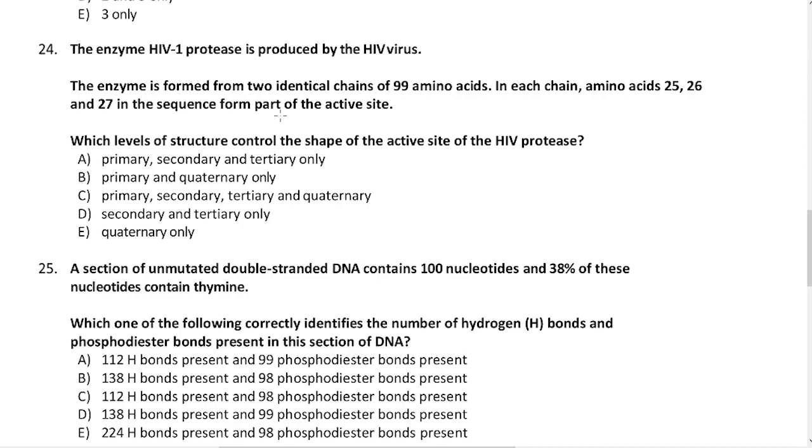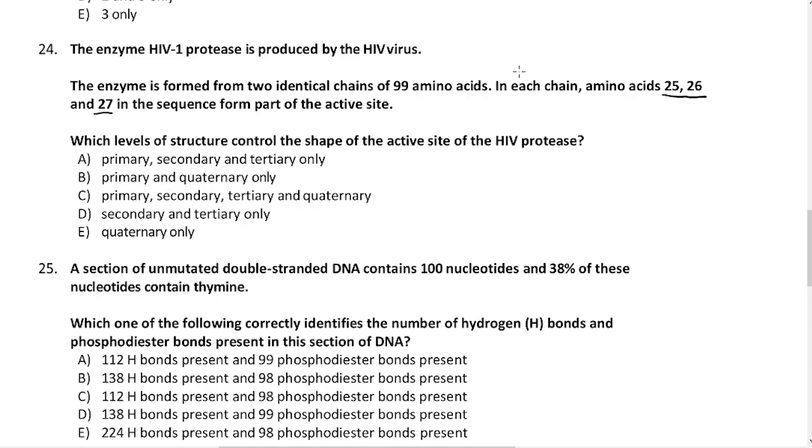The enzyme is formed from two identical chains of 99 amino acids. In each chain, amino acids 25, 26, and 27 in the sequence form parts of the active site. So, which level of the structure controls the shape of the active site of the HIV protease? So we have four levels of protein structure. We have the primary, the secondary, the tertiary, and the quaternary.